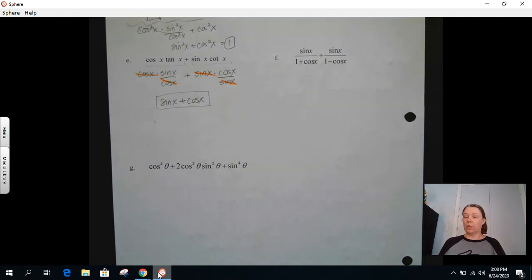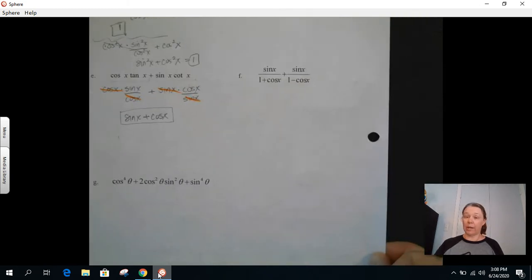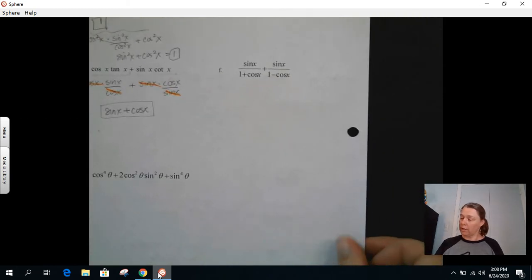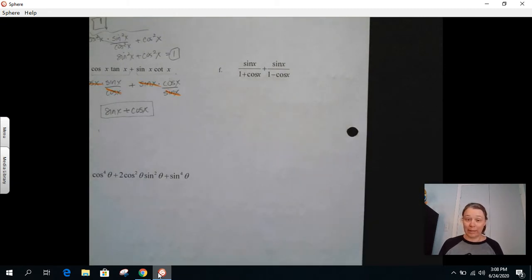All right, so let's take a look at part F. Part F, fractions, great. Fractions, already sines and cosines, nothing I can do with that. All right, so I'm going to have to add these. And so what I'm going to do is get a common denominator.